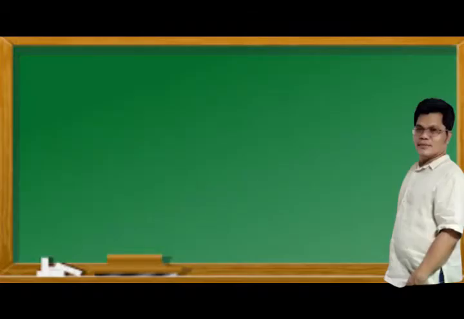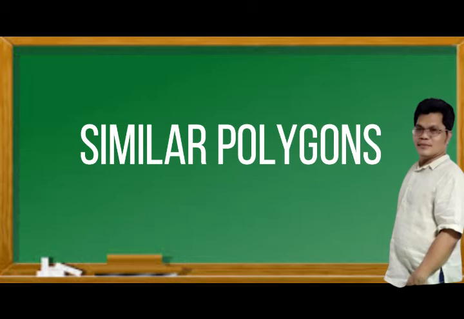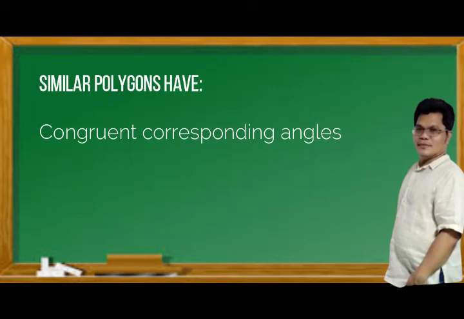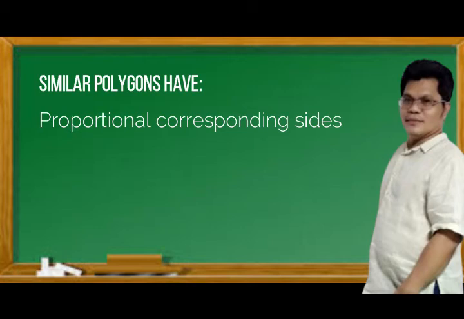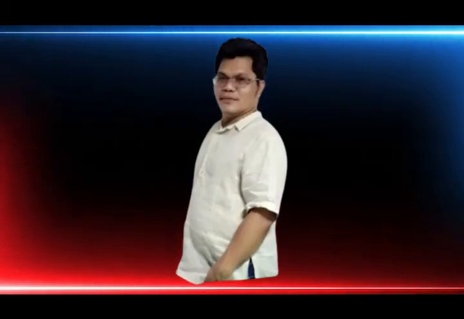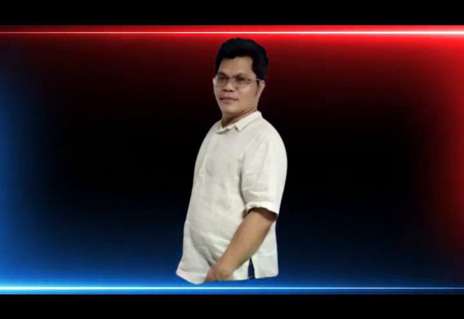Let us proceed to similar polygons. When can we say that the given polygons are similar? Similar polygons have congruent corresponding angles, meaning if angle 1 corresponds to angle 2, then the measure of angle 1 is equal to the measure of angle 2. Second, proportional corresponding sides. Again, there is the word proportional, meaning to say that the product of the extremes is equal to the product of the means.